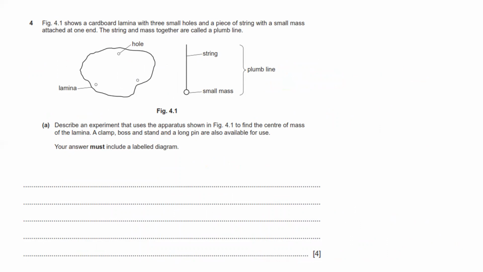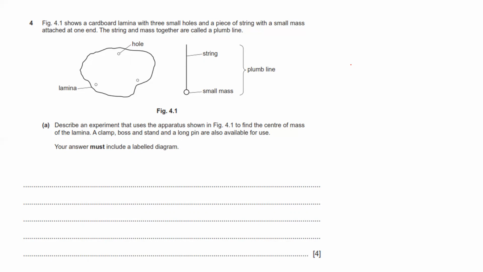Question number 4 says Figure 4.1 shows a cardboard lamina with 3 small holes, and a piece of string with a small mass attached to one end. The string and mass together are called a plumb line. First of all, it says describe an experiment that uses this apparatus, as shown in Figure 4.1, to find the center of mass of a lamina. A clamp, boss and stand, and a long pin are also available for use. You must include a labelled diagram for your answer.